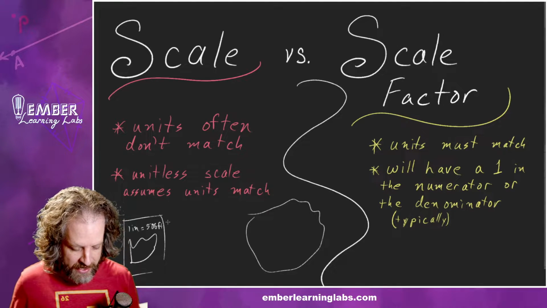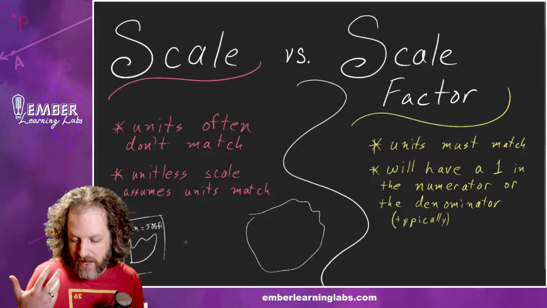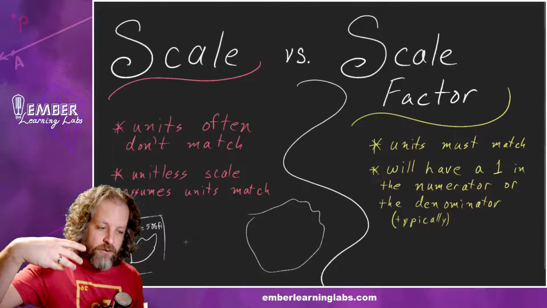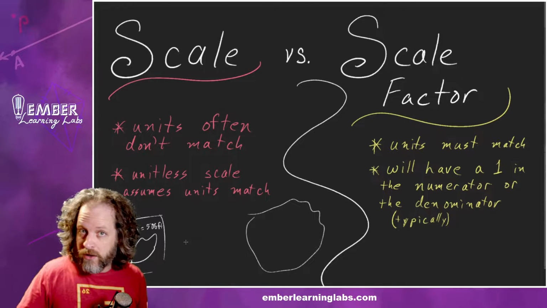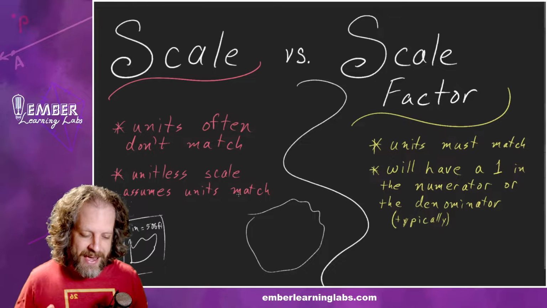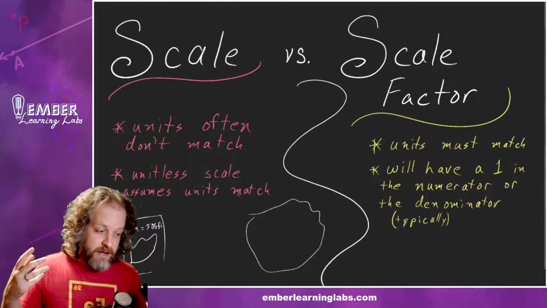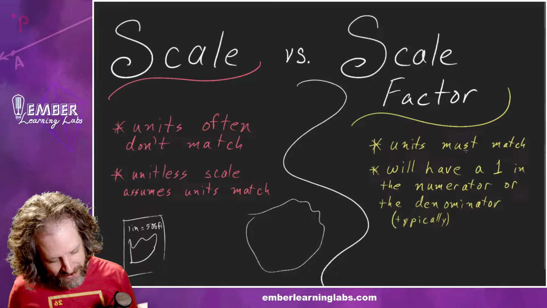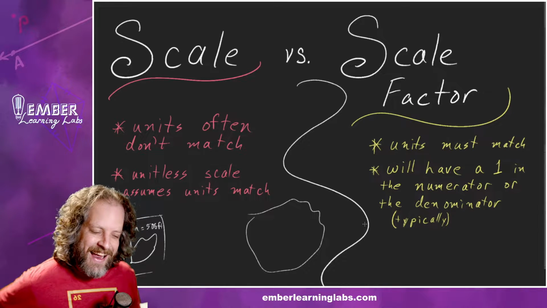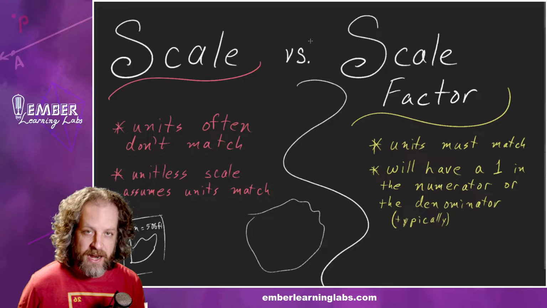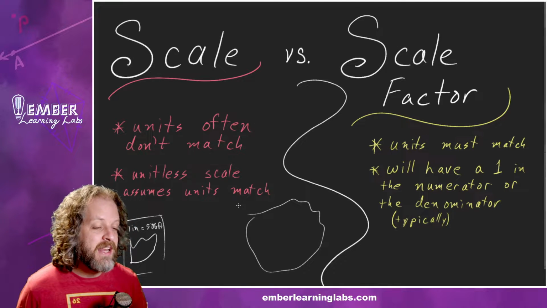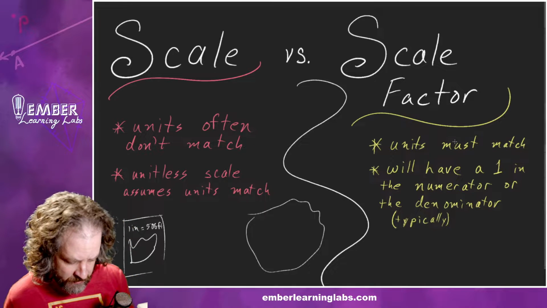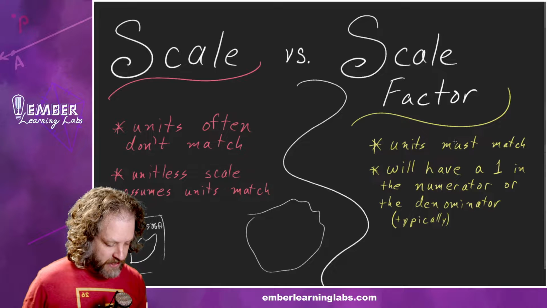They can match, and if a problem or real life situation says this model or this map has a scale of 30 to 1 or something like that, then we assume the units match. Now, if it says 30 to 1, what are the units? Well, if it's a unitless scale, in math books we'll often call that the scale factor. That scale factor will work with any units, as long as the units match. So whenever it says scale factor, pretty much always the units have to match.